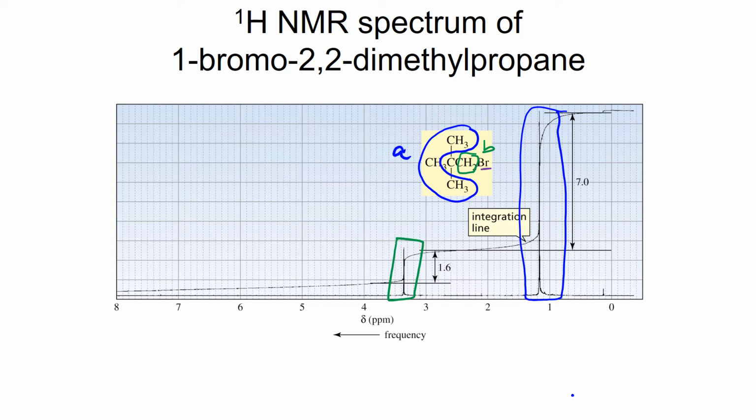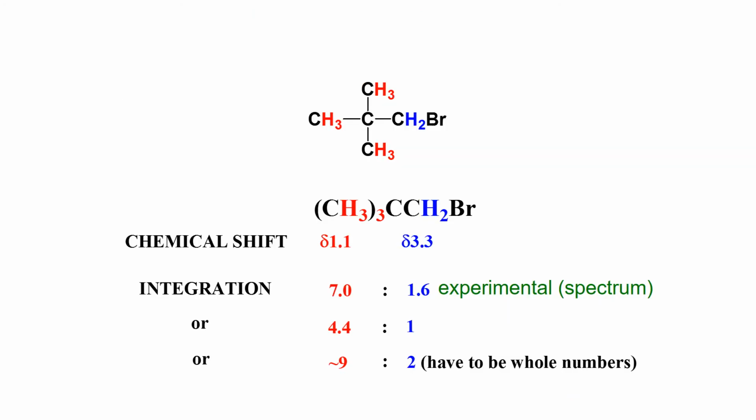But what we need to talk about are the heights of these peaks, really the area under the curve, the integration, a 1.6 to a 7.0. Now we know from looking at the structure that these red protons that we call a, the signal should be representing 9 protons. And the signal that's coming from protons b should be representing 2 protons. So we would predict that we would see something like a 9:2 ratio in the integration.